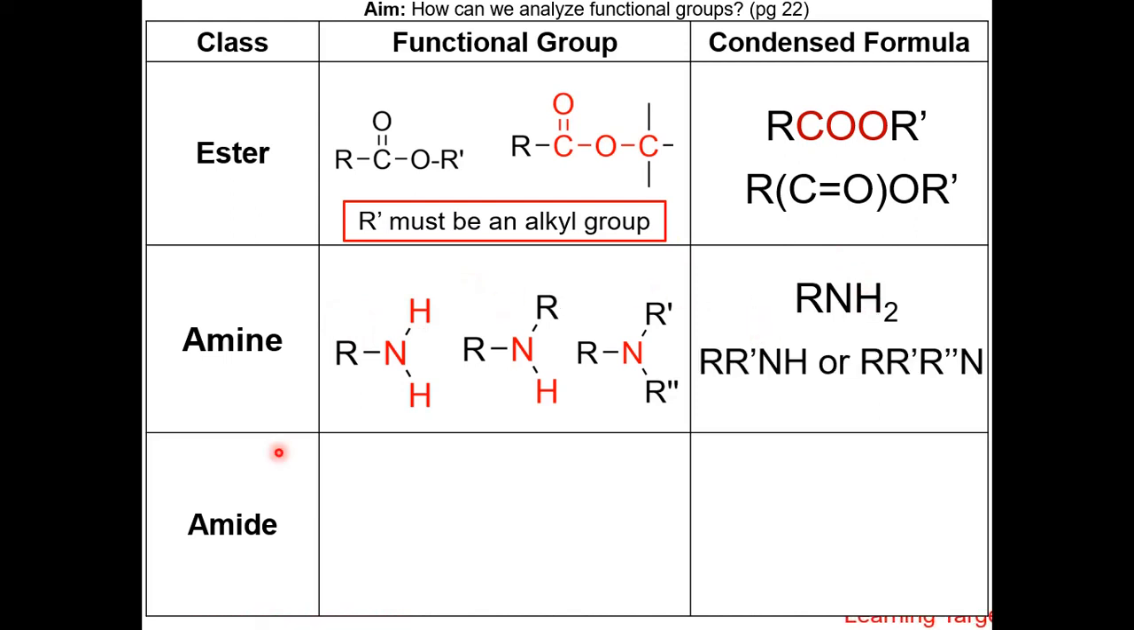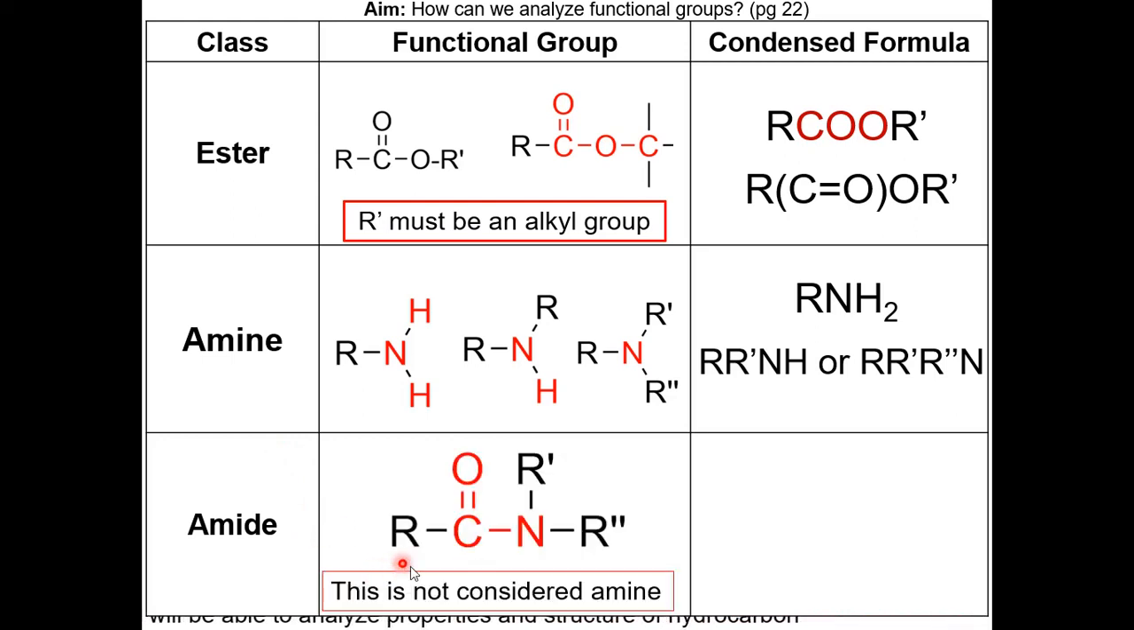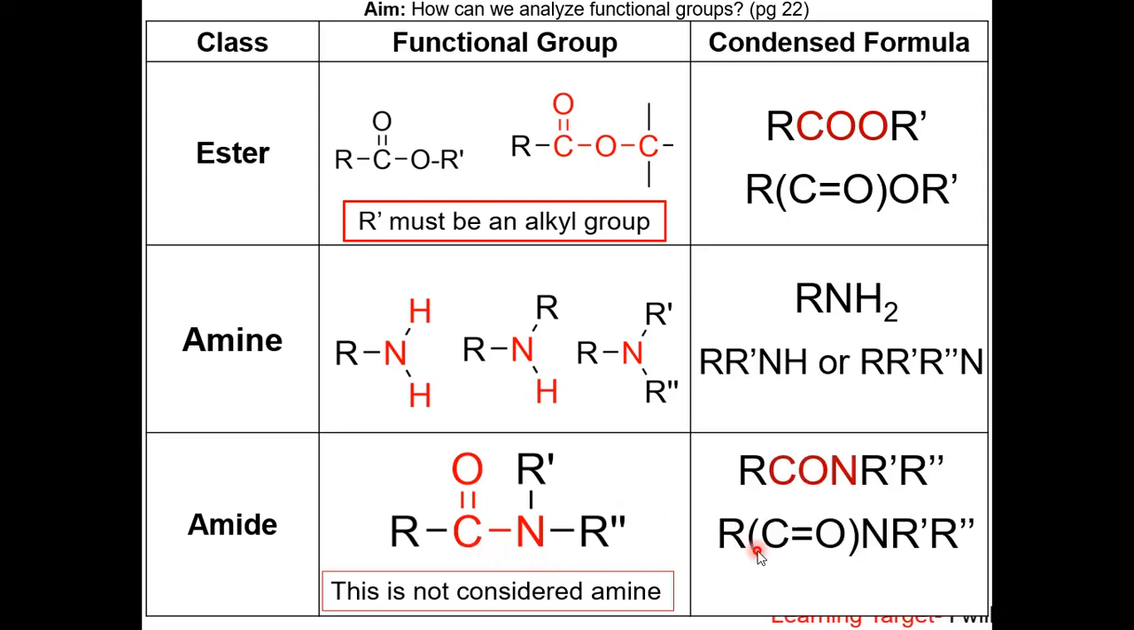The last class of organic compounds on Table R is amide. The amide functional group is highlighted red. Keep in mind this is not considered amine. An amide functional group has a C"O" with a nitrogen group bonded to the carbon. Here are the condensed formulas for amide.